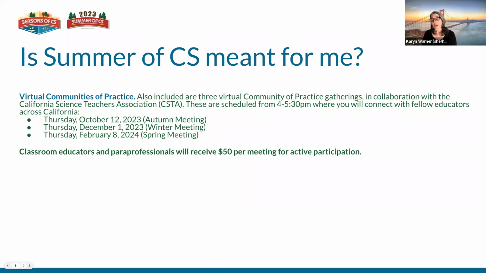And not only is there academic year support, but there are also virtual communities of practice. These will be virtual, and this is in collaboration with the California Science Teachers Association. You can see on this slide the 3 dates: October 12th, December 1st, and February 8th. So it's also a chance to build community, talk about problems of practice, talk about successes and maybe next steps. And again, classroom teachers and paraprofessionals will receive $50 per meeting for active participation in this. So there are a lot of touch points. You're not going to be left alone after the Summer of CS.